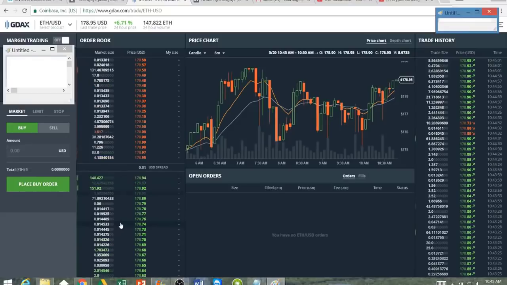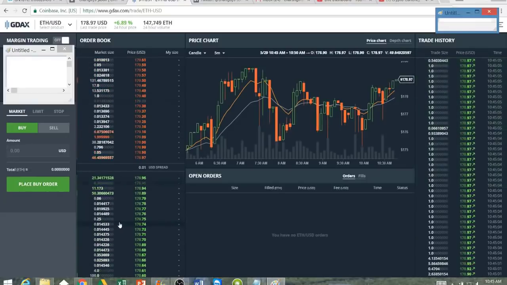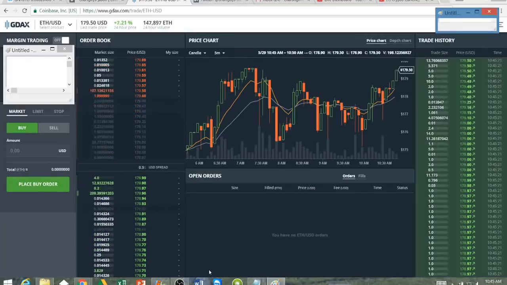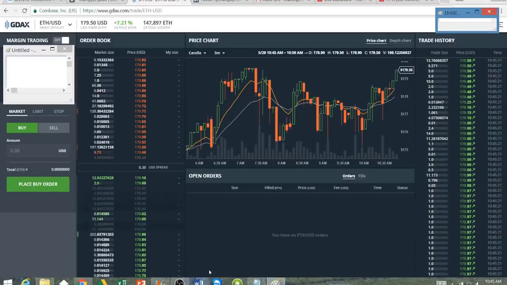You also need to be aware that they move around. There's fake walls. A fake wall would be something, let's say someone puts 500 ETH on at 180. And then as soon as the bulls start buying that 180 and chipping away at it, they pull their order and it disappears. That's someone wanting to seem like there's a lot more resistance at that level. Nice bull move here.